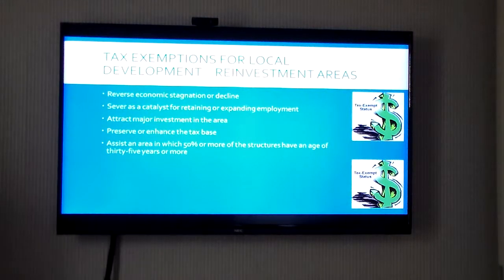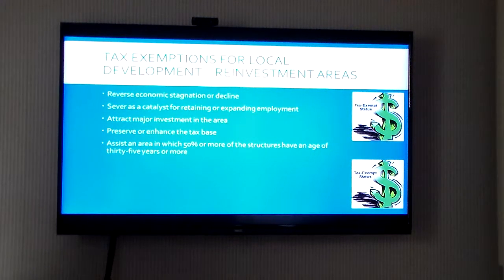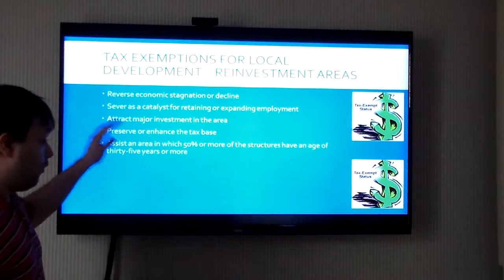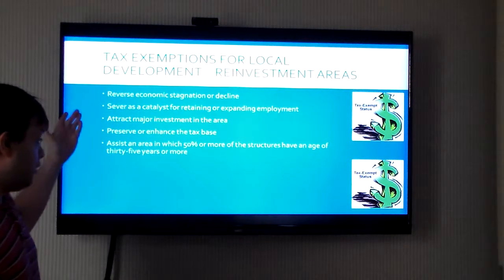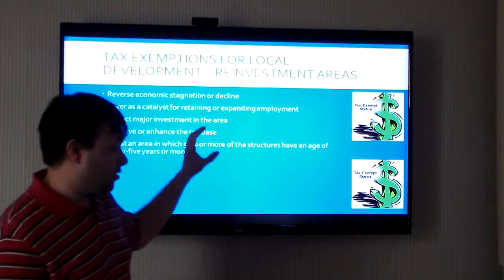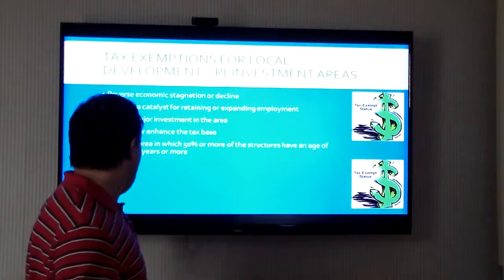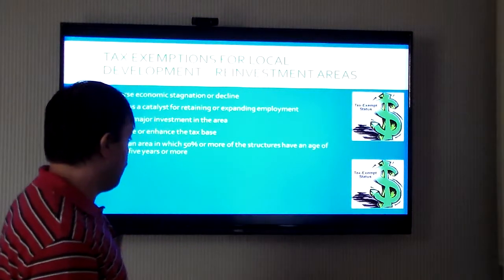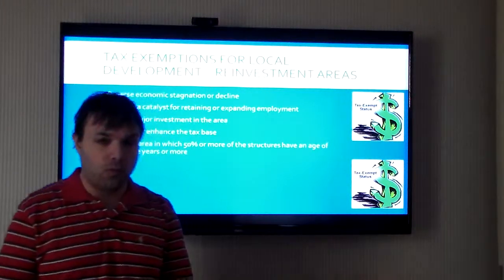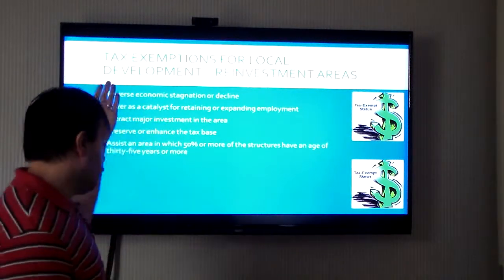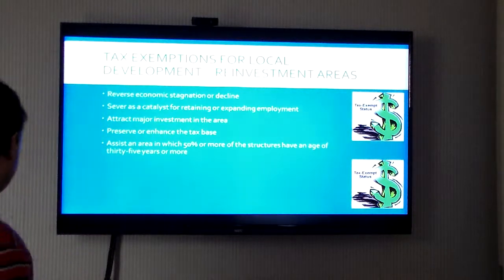If you're trying to preserve or enhance the tax base, you'll see that this one basically occurs more with population than anything else. If the population is declining in a district, they'll issue something that's tax exempt to keep it more stable. And if 50% or more of the structures have an age of 35 years or more, then they can also have tax exempt status as well, because in theory, you should be using the money then for building repair.